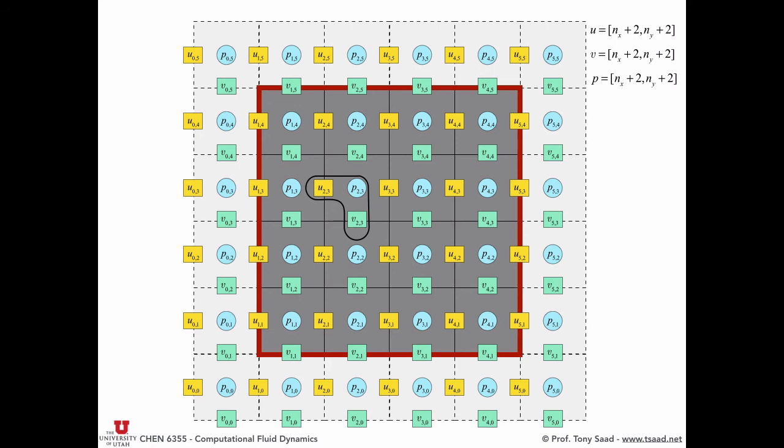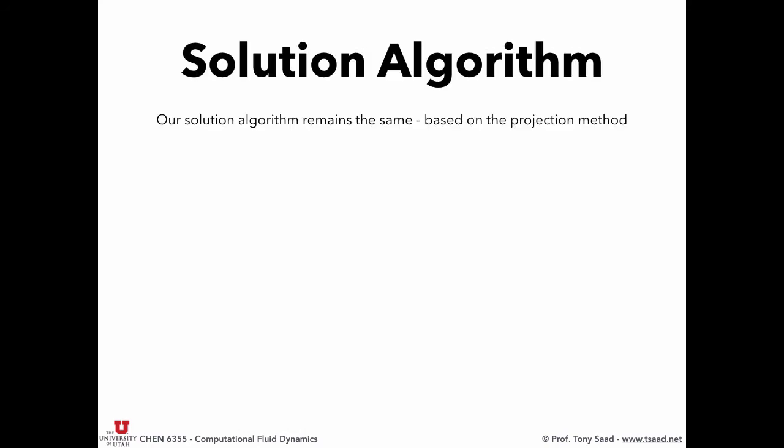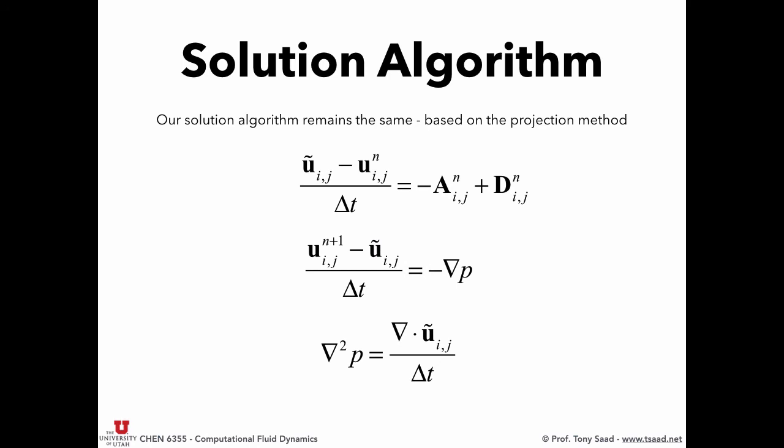Okay? So our solution algorithm is this. So u tilde minus un over delta t is minus advection plus diffusion. And then we correct u tilde by introducing this un plus 1. And this is what we solve for the pressure. Okay? So all of this holds. Okay? Now let's talk about boundary conditions.